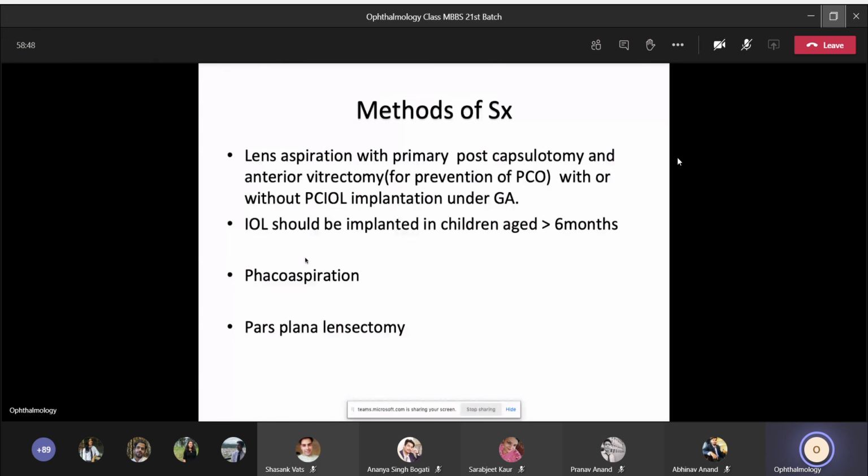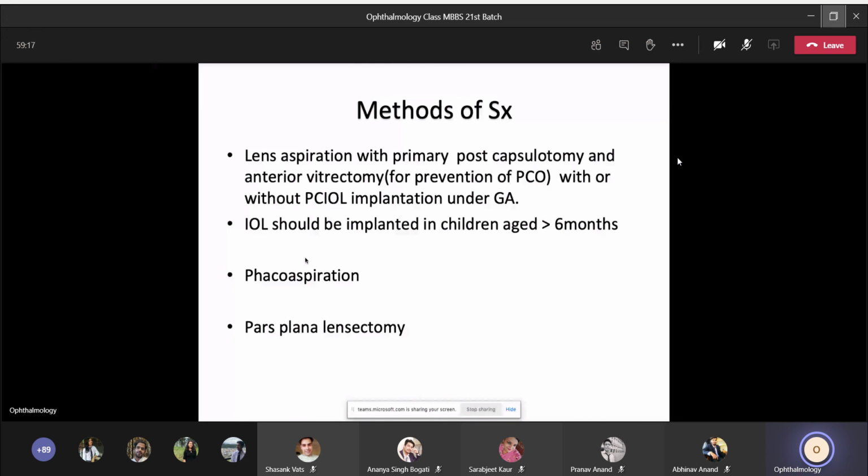Whether or not to implant the intraocular lens depends upon the age at which the surgery is being performed. Children undergo surgery under general anesthesia. For adults we can give a retrobulbar block, but in children we can't give a block, so we have to do the surgery under general anesthesia. And whether or not to implant the intraocular lens depends on age.